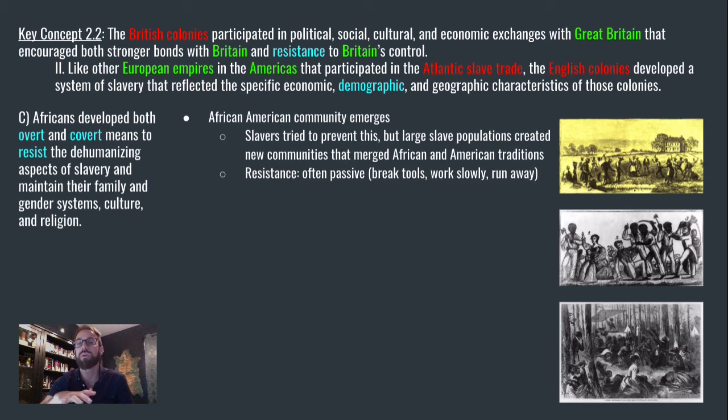I would say running away is kind of a borderline between overt and covert. As slavery develops and families are split apart by the institution, many were actually running away to go and find their family members if they were sold. Okay, so there's some passive means. Now let's look at these more active means.